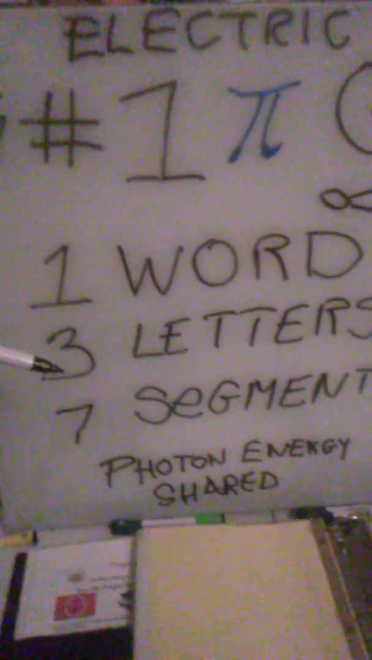So again, we're talking about the number one. The number one: one word, three letters, with seven segments. Again, when we write this out, 1, 2, 3, it's three segments in the number 1, 2, that make 5, 6, 7, right there, 7 segments in the number 1. And we're talking about that energy, that point of reference, the fine structure constant. Do your due diligence on this, go through my videos.